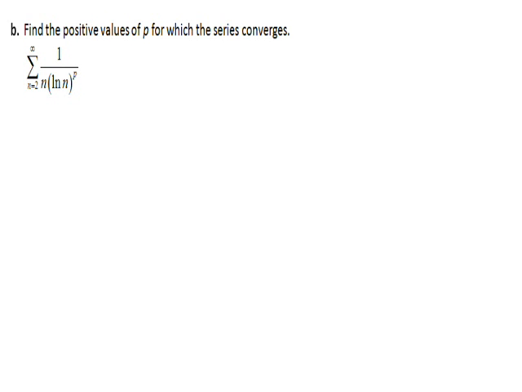We would go ahead and call our function once again f of x equaling 1 over x ln of x to the p, and we would actually take the integral from 2 to infinity, which is better set up by approaching it from a limit standpoint and integrating from 2 to b.